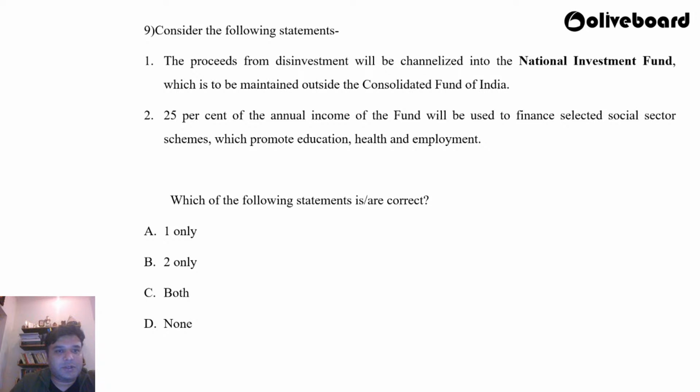Consider the following statements. Statement number 1. The proceeds from disinvestment will be channelized into the National Investment Fund, which is to be maintained outside the Consolidated Fund of India. Statement number 2. 25% of the annual income of the fund will be used to finance selected social sector schemes which promote education, health, and employment. Which of the following statements is or are correct? A. One only. B. Two only. C. Both. And D. None.